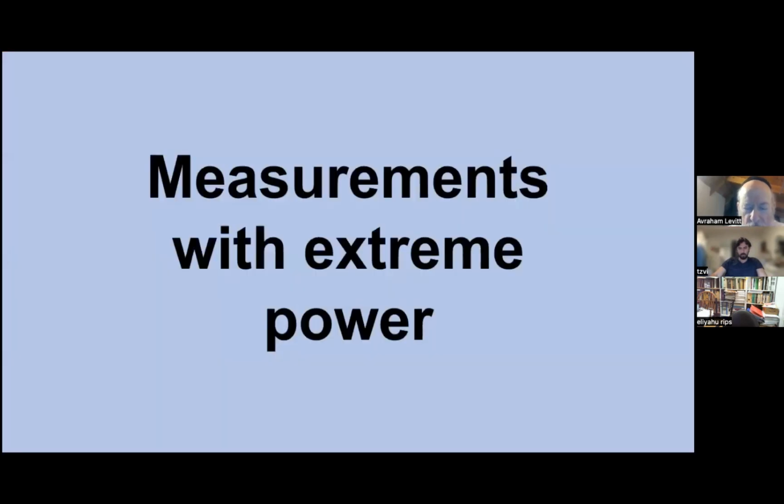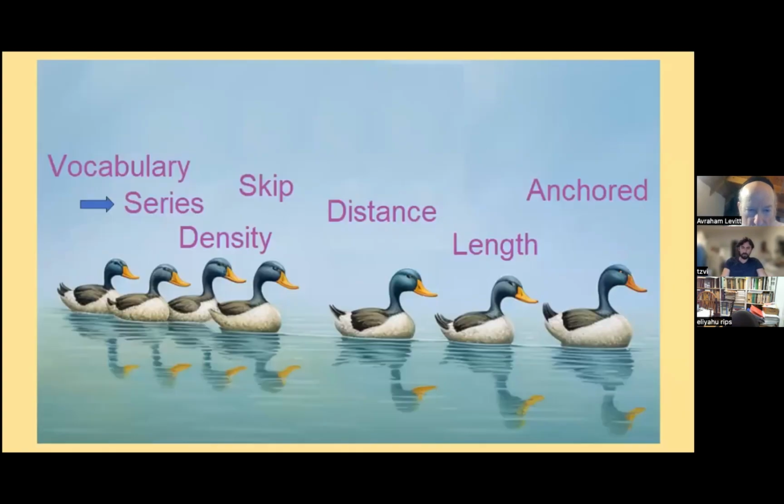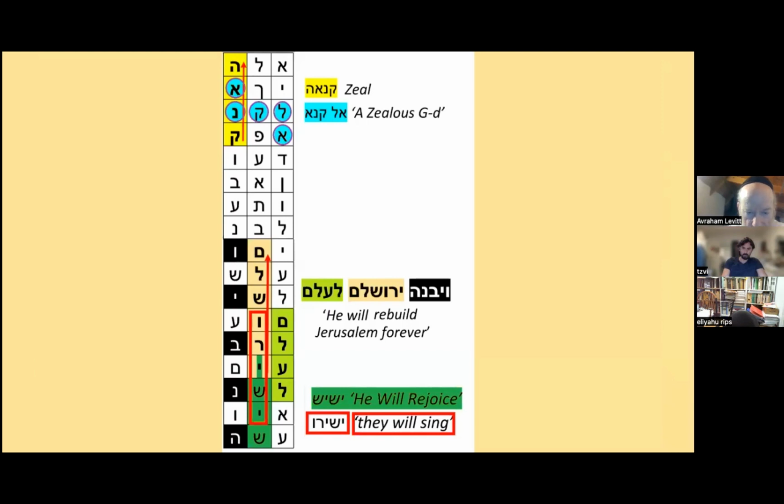So some of these measurements have extreme power. For example, when you have a series of codes, I mentioned that this code has these other words of joy and singing that are repeated in a whole series of codes, and that adds tremendously to the power of the series.